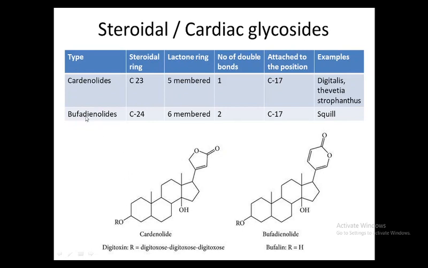Whereas bufadienolide is a C24, that is a 24 carbon containing steroidal ring along with a 6-member lactone ring. The lactone ring is attached at position C17. At carbon number 17 of the steroidal ring, the lactone ring is attached. Just see the examples of cardenolide. The examples are digitalis glycosides, the glycosides found in Thevetia and glycosides found in Strophanthus, whereas bufadienolides are found in squill.